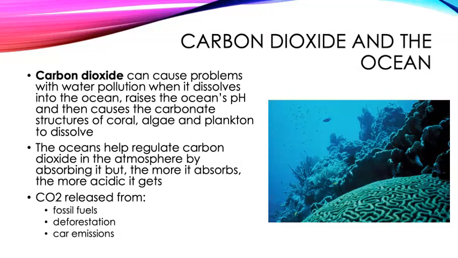And that is because carbon dioxide will dissolve into the ocean. So the ocean actually helps regulate the amount of carbon dioxide in the atmosphere. The problem is the more carbon dioxide in the atmosphere, the more the ocean tends to take in. And as it takes in that carbon dioxide, the way that the ocean helps buffer that, it causes the ocean's pH to drop or become more acidic.